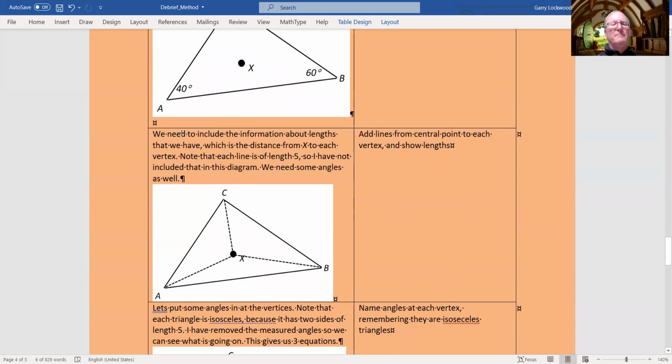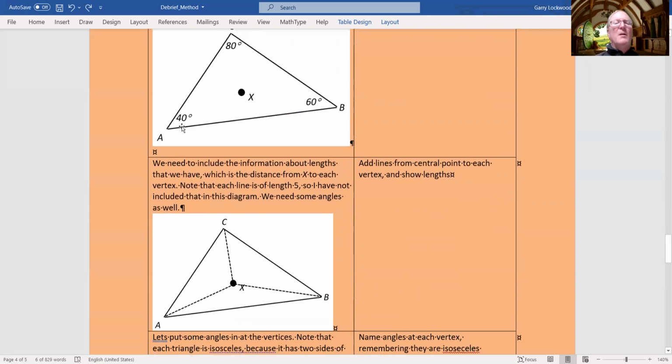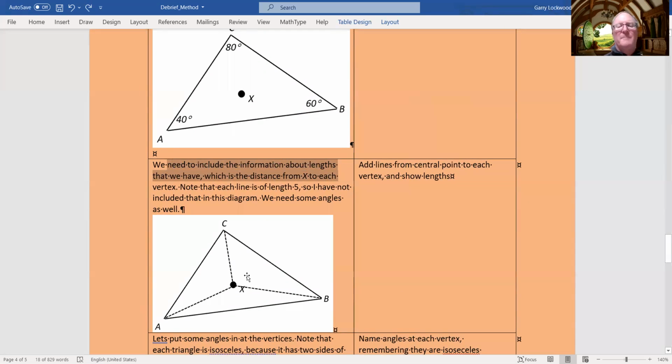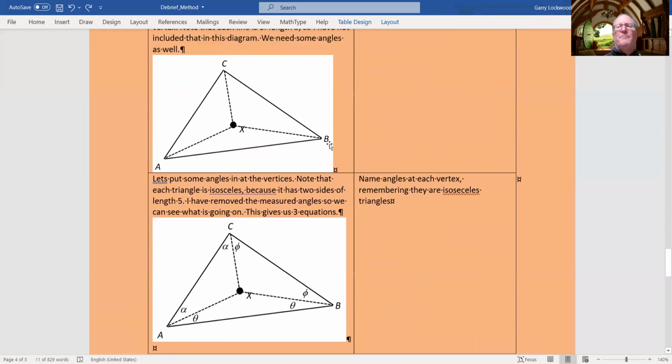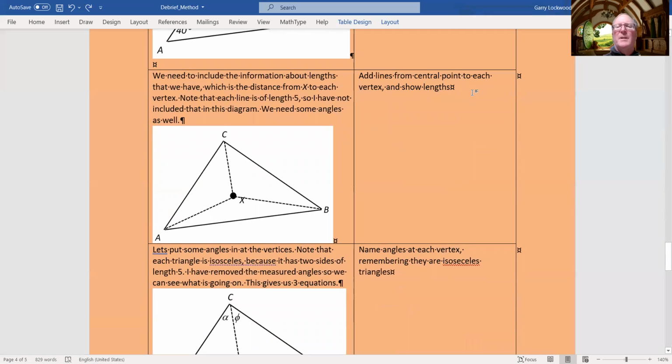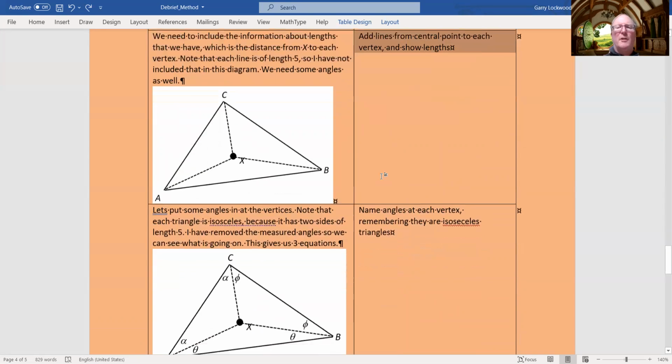We do need to include the information that we've got about length. So that's my next step. So I've put in some dashed lines from X to B, and my step there is add lines from the central point to each vertex and show the lengths. I haven't put the lengths in. They're all length 5, so that's not quite as important. If I was doing this on paper, I'd draw a big fat diagram and I would have lots of room for the lengths and the angles. So I didn't put the lengths in, but yeah, ideally I would.